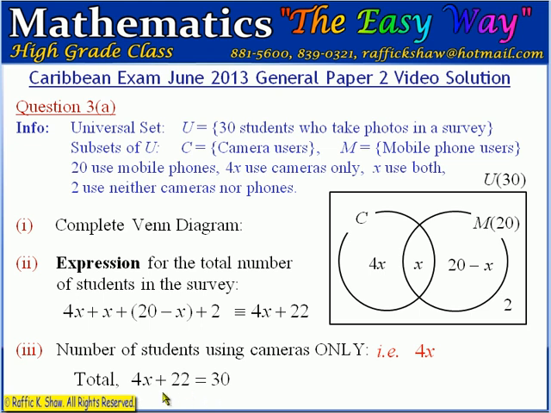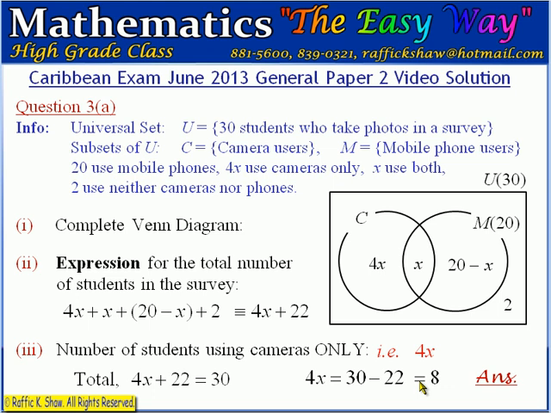To calculate 4x from here, we simply subtract the 22, and when we do that, we end up with 4x being equal to 30 minus 22. 30 minus 22 is equal to 8, and so 4x is equal to 8, and so the number of students who use camera only, which is 4x, is equal to 8. And that's the answer for part 3 of question 3a.